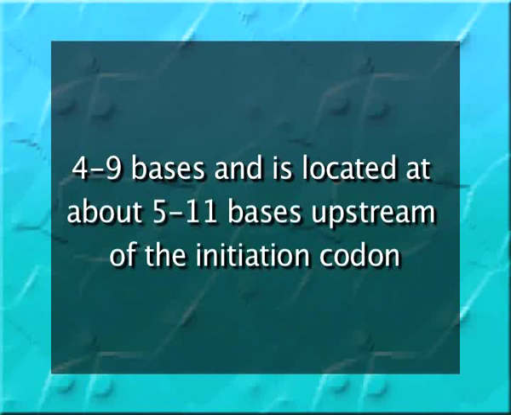The length of the SD sequences is usually 4 to 9 bases and is located at about 5 to 11 bases upstream of the initiation codon. These sequences help in positioning the 30S ribosomal subunit to the mRNA. Eukaryotic genes do not have any such region.